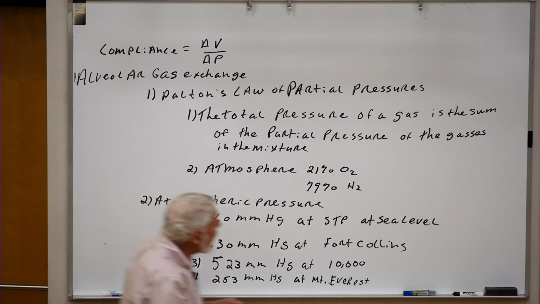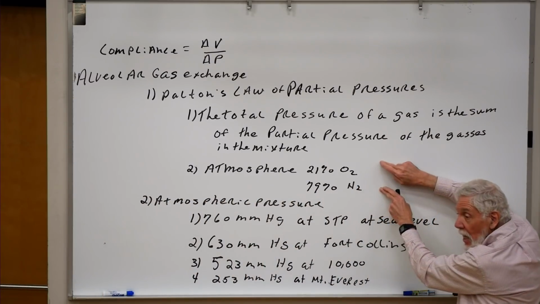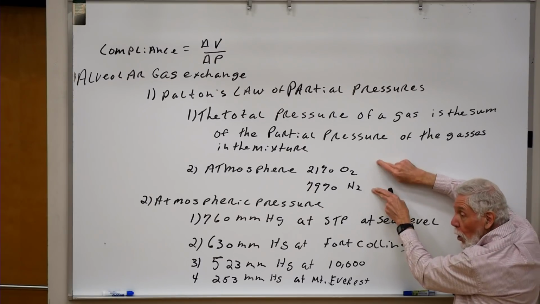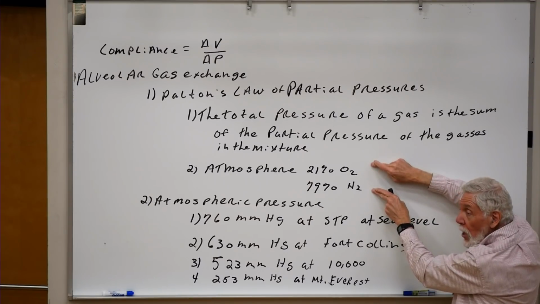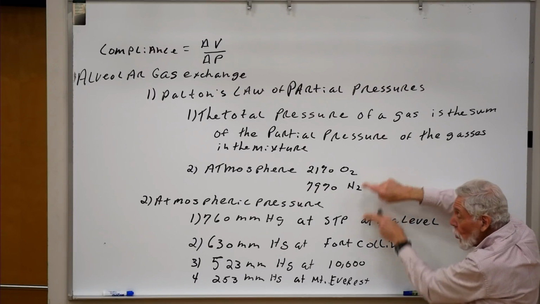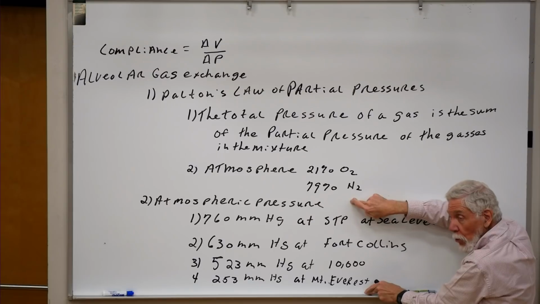All of this is simply saying that the higher we go in altitude, the lower the pressures. But wherever we go on the planet, in the atmosphere, these ratios are always the same. We always have 21% oxygen and 79% nitrogen. What changes, though, with altitude is the overall pressures.